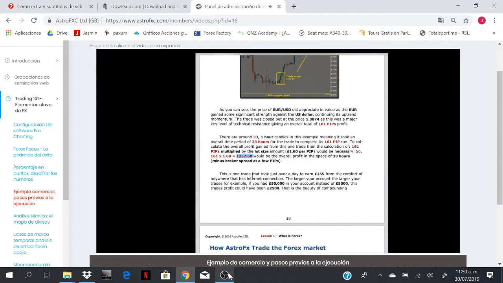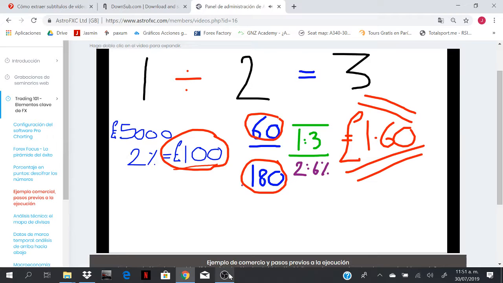Now, this one trade that took over a day to earn £255, the larger your account, the larger your trades. For example, if you had 50,000 in your account and you wanted to risk 2% on 50k, that trade's profit would have been 2,500. Obviously, scaling up the lot size, scaling up the risk, scaling up the volume in conjunction to your account balance. So guys, that's a calculation there.